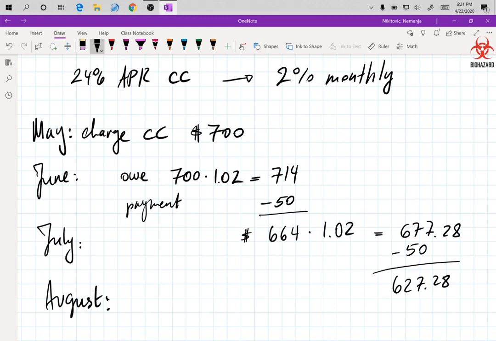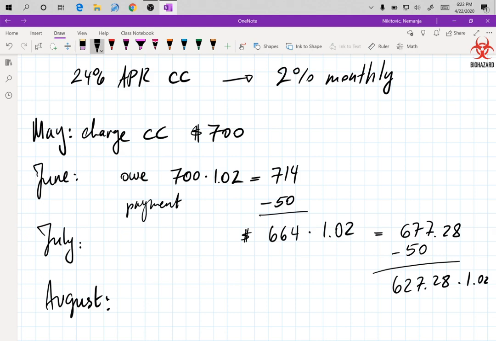Now what happens in August? Times 1.02 again, right? So we don't really use an exponential function for this, because in between these payments you might have charged your card again, right? So you made a $50 payment, but some months you pay more, some months you pay less, some months you spend more, some months you spend less. So looking at this, it's not really good for an exponential function, but at least now you know how to go through the calculation to get those amounts.